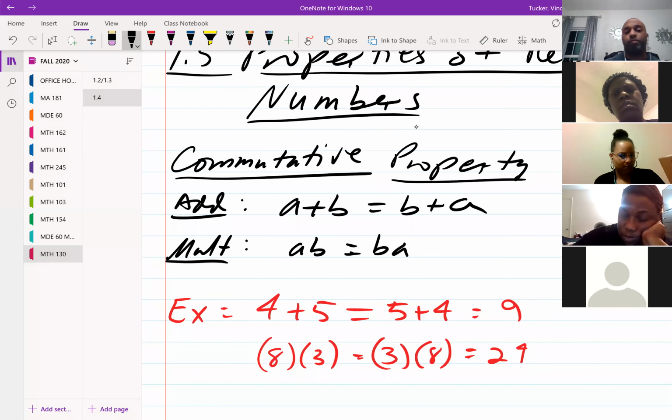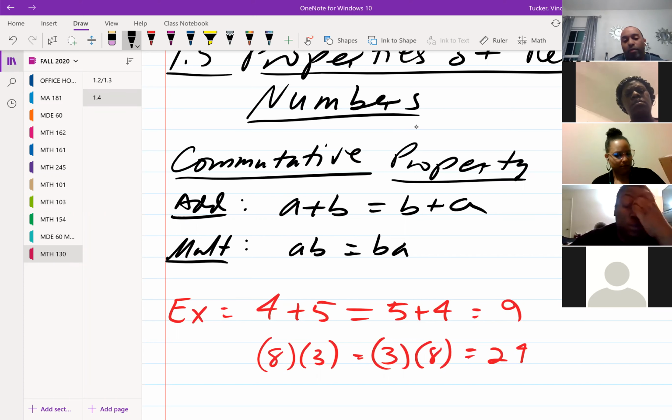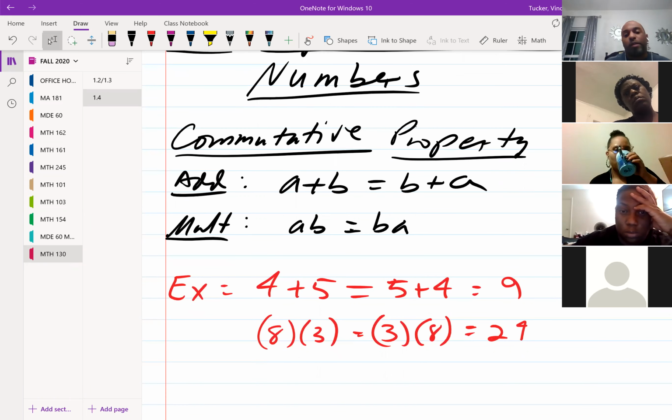just says that A plus B and B plus A are the same. A times B and B times A is the same as well. And notice they only mention addition and multiplication. That's because, as we already saw, any subtraction can be rewritten as addition, and really any division can be rewritten as multiplication. So to shorten up notation, they just discuss addition and multiplication. So example, 4 plus 5 and 5 plus 4 will still give you 9. 8 times 3, 3 times 8 will still give you 24.